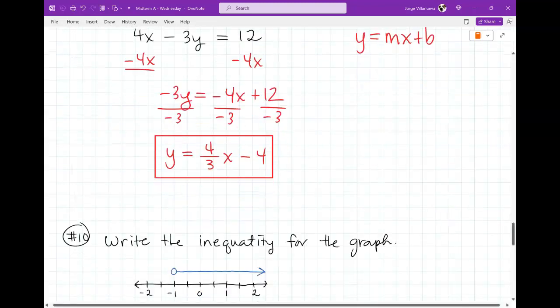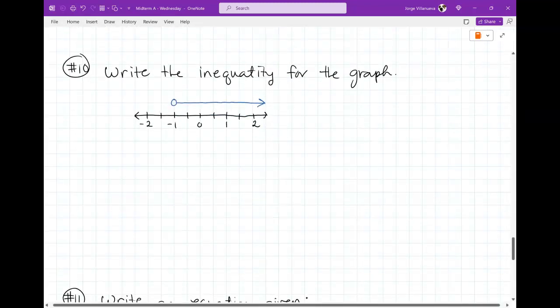All right, 2 more. This one's really quick. Just write the inequality for the graph. Like, what is this? Is this x equals -1, x is less than -1, x is less than or equal to -1? Is it x greater than -1, x greater than or equal to -1? Which one of those is it? So what do you guys think? What's the answer to this? All right, x is greater than -1.